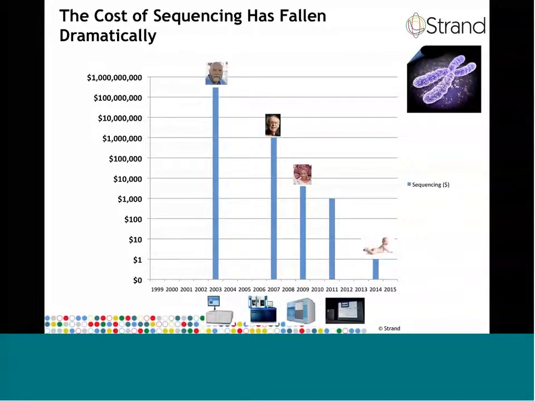These cost savings have been made possible by many technological innovations introduced by such companies as Applied Biosystems, Roche 454, Solexa Illumina, and more recently by companies such as Ion Torrent, Complete Genomics, and Pacific Biosciences.